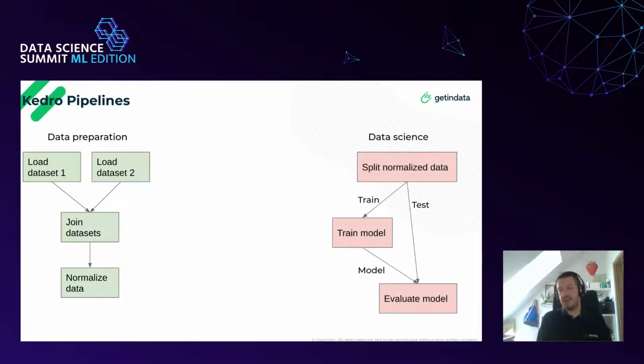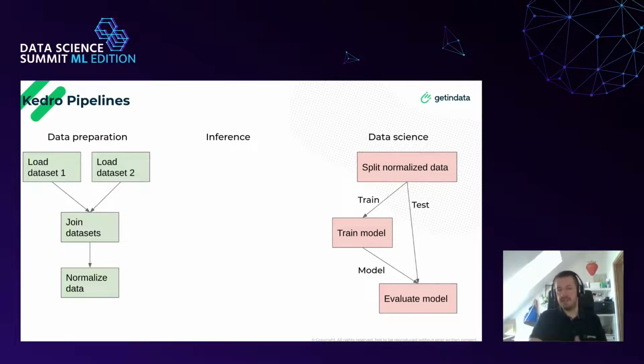And you have the other part, the data science part, that splits the normalized data into train and test sets. It trains the model, then applies the model to the testing set, evaluates it and stores the results of evaluation somewhere. So you have these two pipelines. They can be called separately or together, but this is the usual way you build a Kedro project. We created a third pipeline.